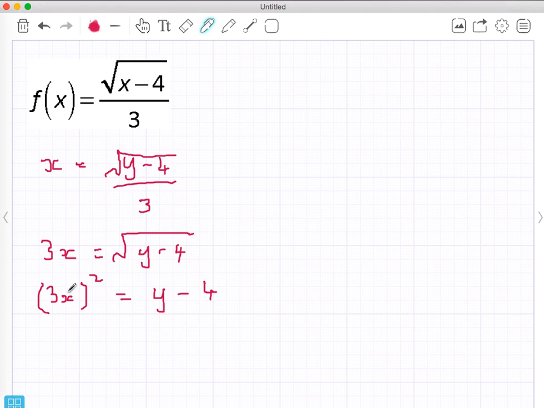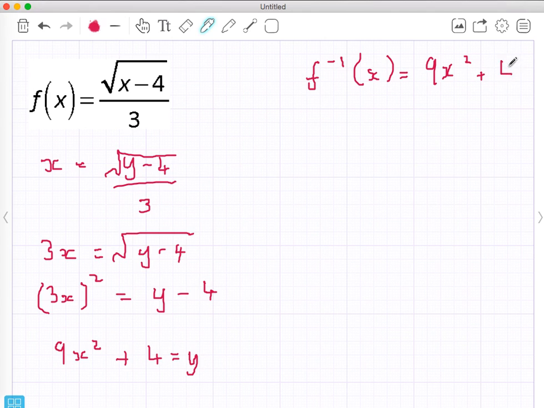Now I'm going to add 4 to both sides, but I'm also going to take this bracket off. So the 2 squares the 3 as well. So we end up with 9x squared, add 4 to both sides, and I'm left with just y. y is now the subject of the equation, so now I can say that f to the minus 1 of x, which is the inverse of the original function, is 9x squared plus 4.